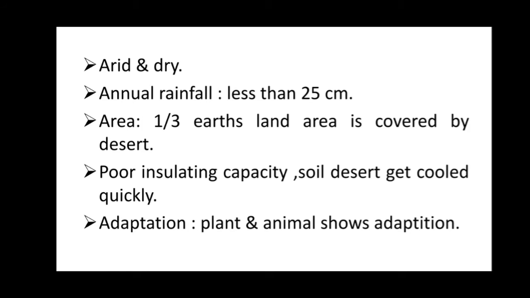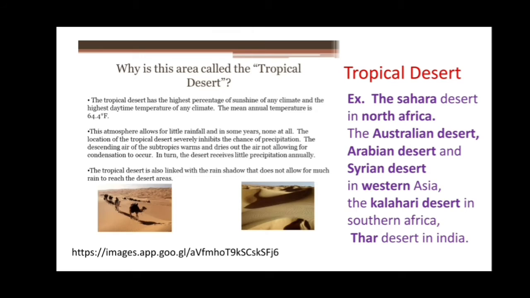This prevents the low humidity and heat during the day for the animals, and mainly the animals are nocturnal. So as we know, there are three types of deserts.